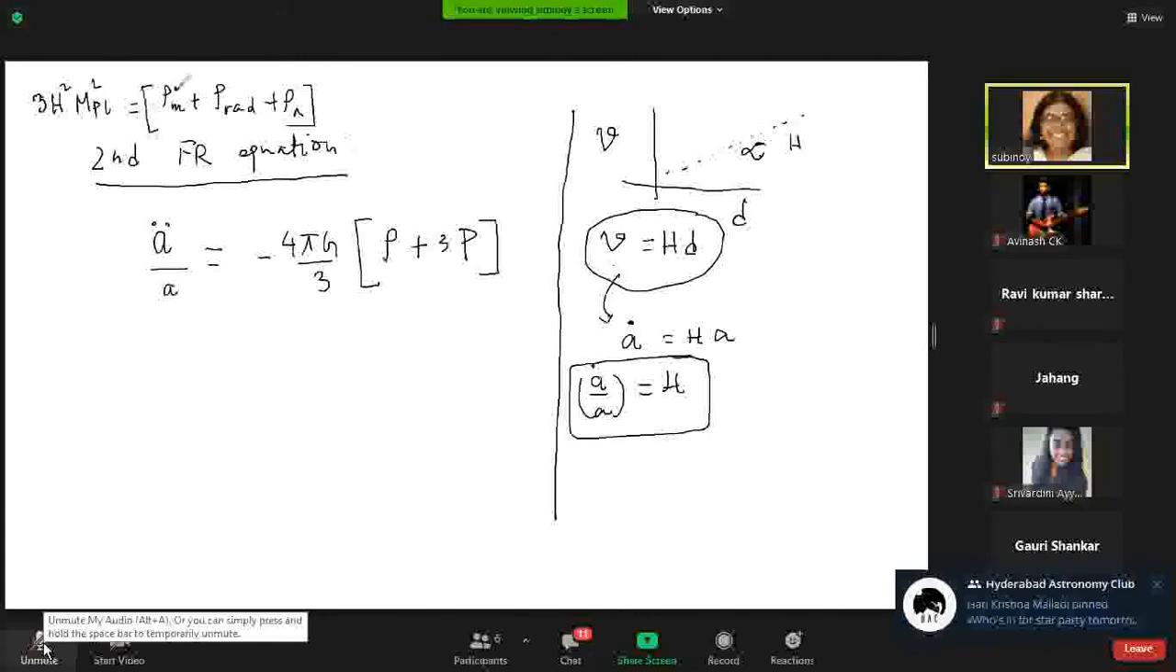Now these things we know: rho matter goes as a cube, and rho radiation is a constant by a to the power 4. And rho lambda remains constant. Clear? This is another way of writing the Friedmann equation. But anyway, now V is equivalent to a dot, and D is equivalent to a, because a means the expansion. D is basically some constant times the expansion. So that's why a dot by a is H.